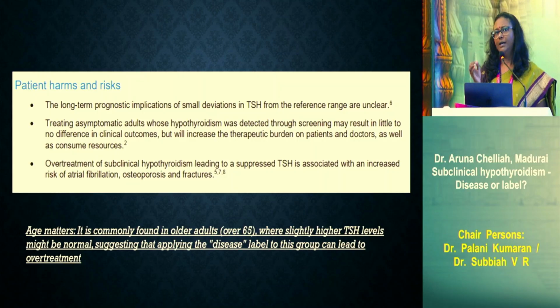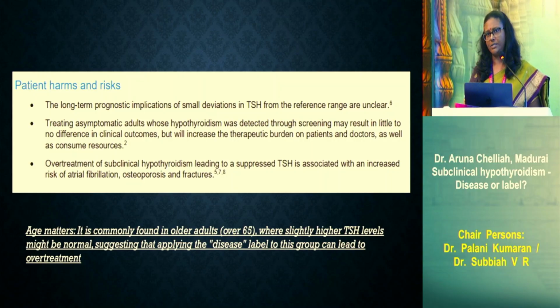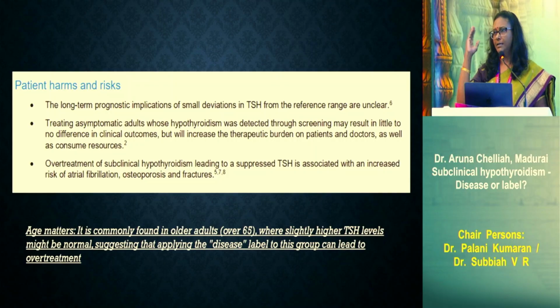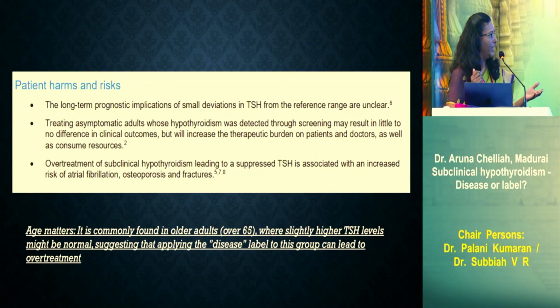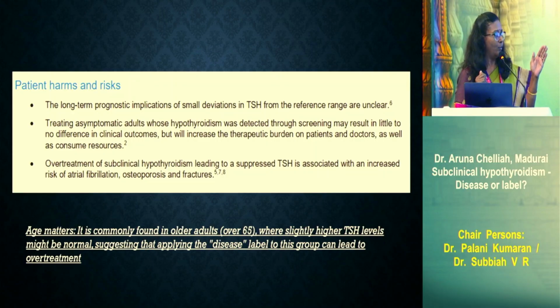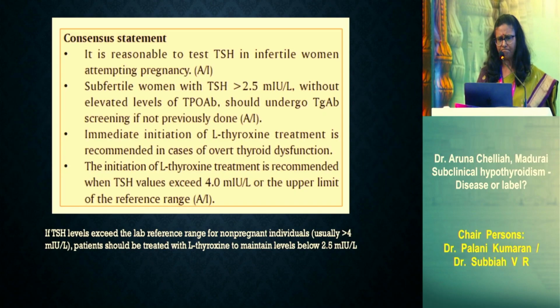So be brave as a clinical physician to cut back or stop and see. Ask the patient to come back in 10 days. That's all that is needed for this thyroid hormone to get out of the system, then repeat the TSH and see where the patient is. And again, you can continue to monitor to see whether the patient relapses or not. So age matters. It's commonly found in older adults over 65, where slightly higher TSH levels, where the disease label given to this group leads to overtreatment.